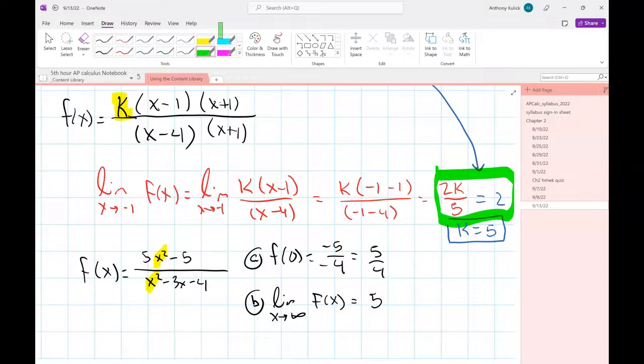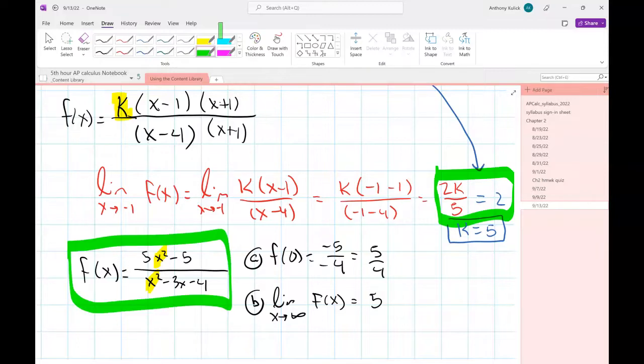Okay. So then, how did you get 5 over 4? I plugged 0 in to f of x. So I have 5 times 0 squared minus 5. That's just -5. And then I have 0 squared minus 3 times 0 minus 4, which is just -4. Oh, okay. It's okay, you can ask. I skipped those steps. It's okay to ask about it.